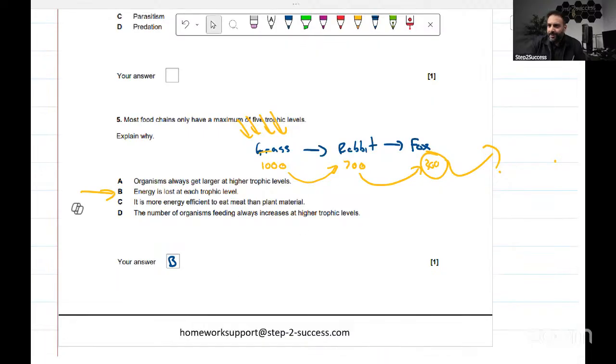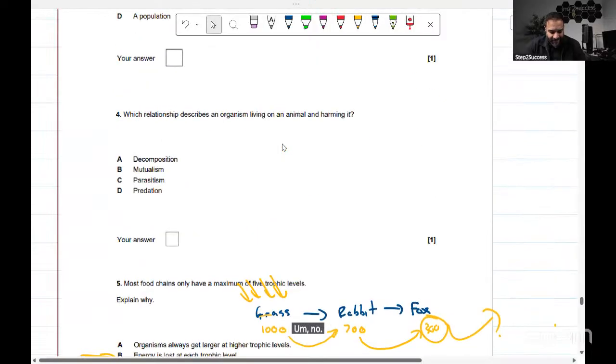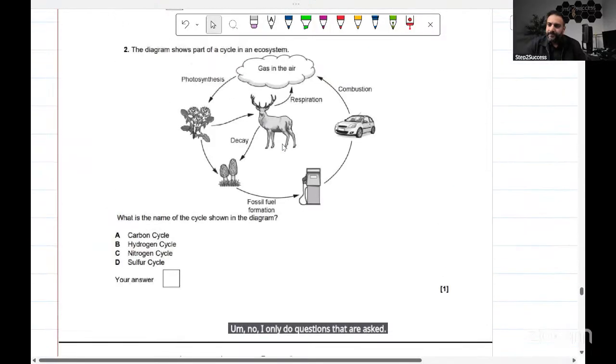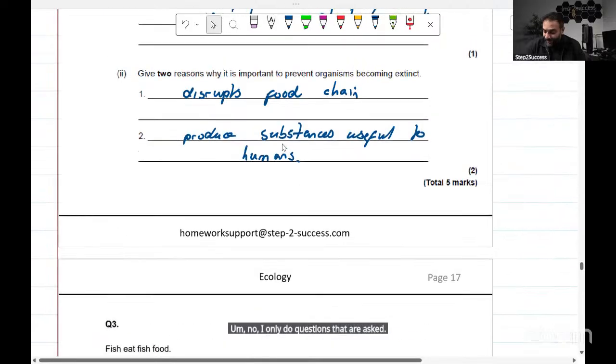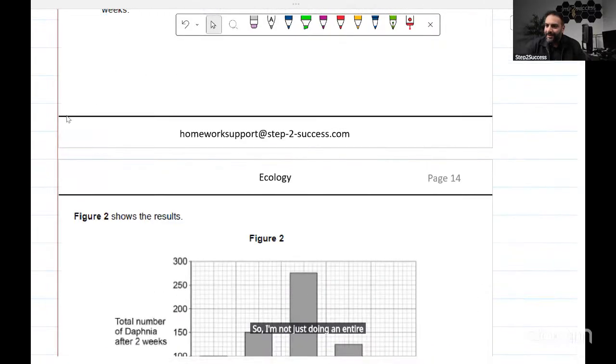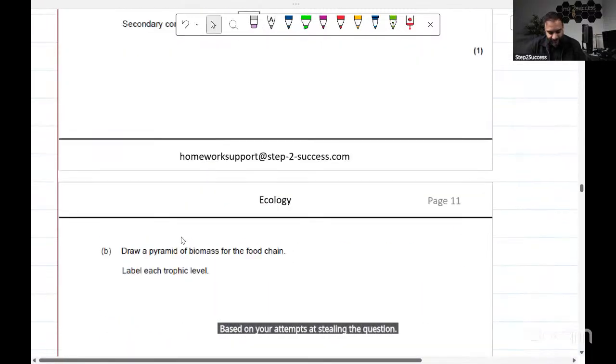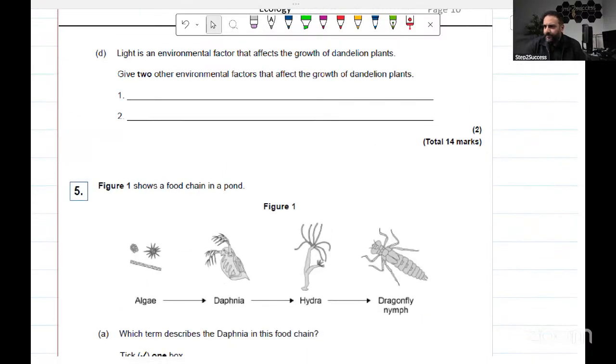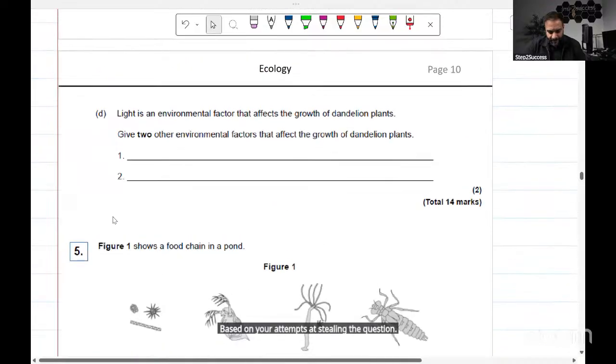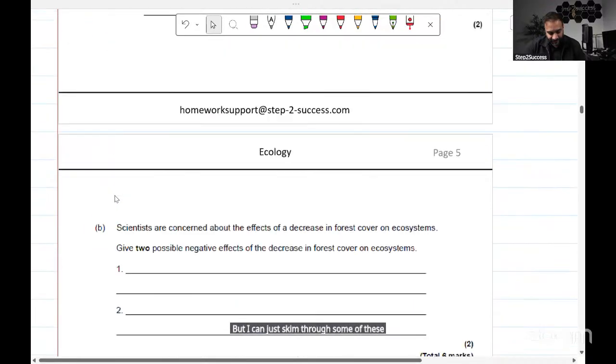Let me see what else it says. Did you do the questions above? I didn't have time to look at them. No, I only do questions that are asked. So I'm not just doing an entire booklet. I'm basing it on the questions that are asked, based on your attempts at doing a question. But I can just skim through some of these, just have a look at what else there is here.